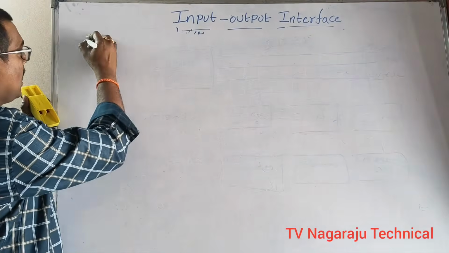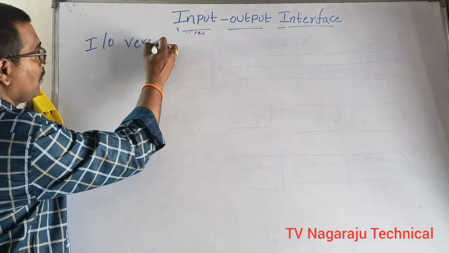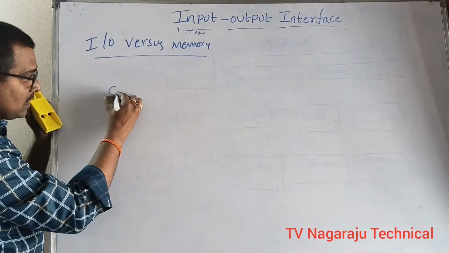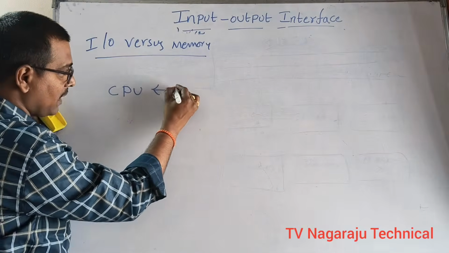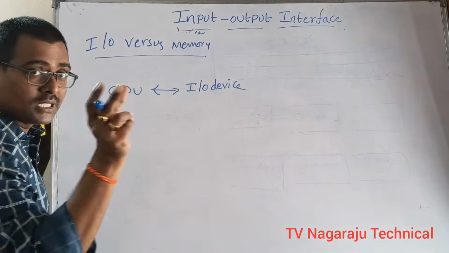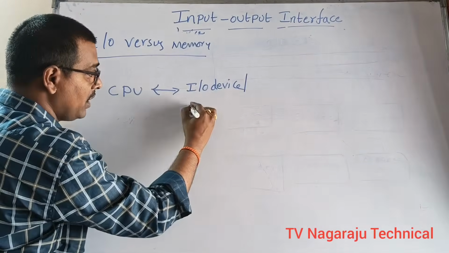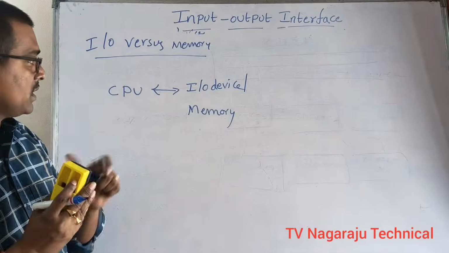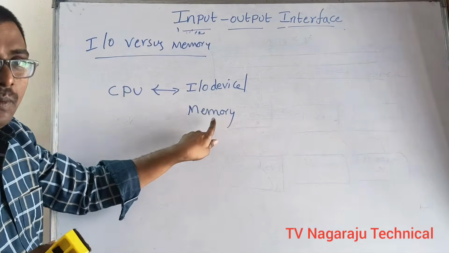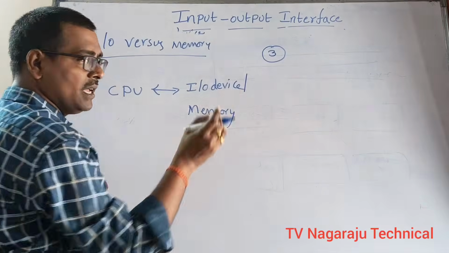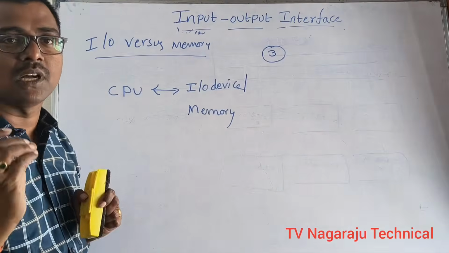Now the thing is IO versus memory bus. Remember this point: CPU is connected to either an IO device or a memory device. How? By using the IO bus or the memory bus. There are different ways. Mainly there are three ways the common buses are used.